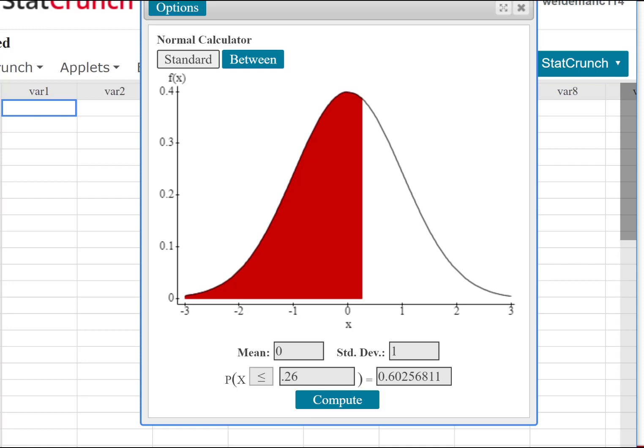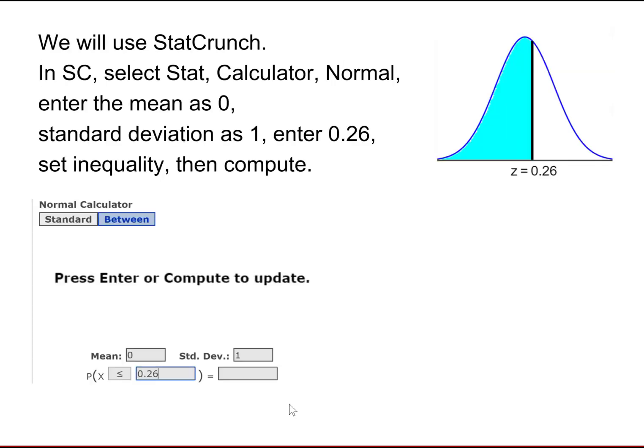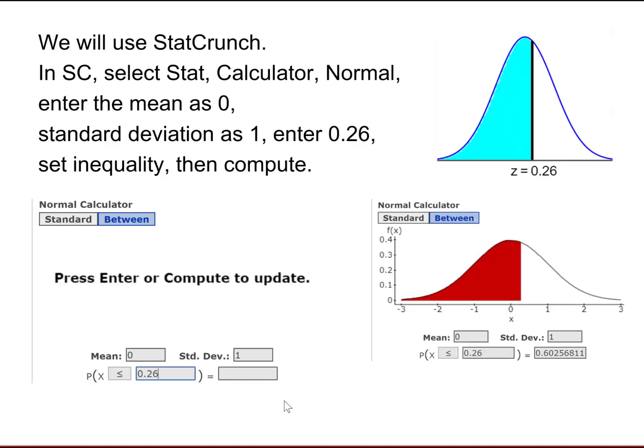I've got the screenshots in the PowerPoint so you can also see them here for reference. And there's what we just saw. So the probability here is 0.6026, and we read that right out of the window here. These are the Z-scores over here, and these are the probabilities or the area under the curve.